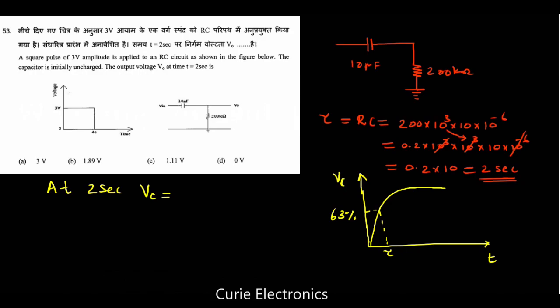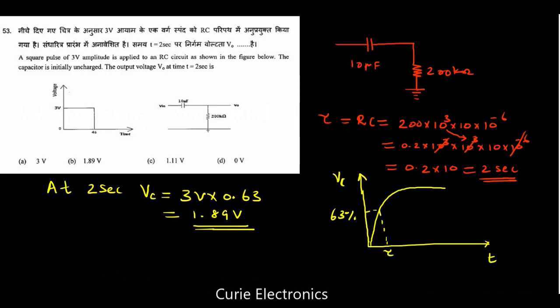what is the Vc? How do you find it? What is the source voltage? 3 volt multiplied by 0.63. 63% I am writing as 0.63. It comes to 1.89 volt. But this is not the answer. Why is it not the answer? He is not asking what is the voltage across the capacitor. He is asking what is the voltage across the resistor. That's what the V out he has shown.